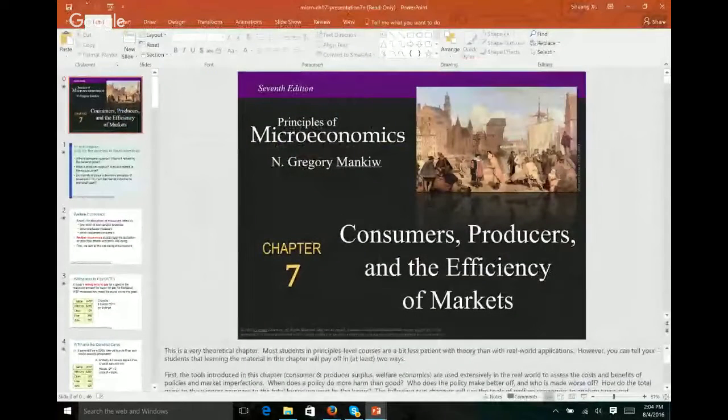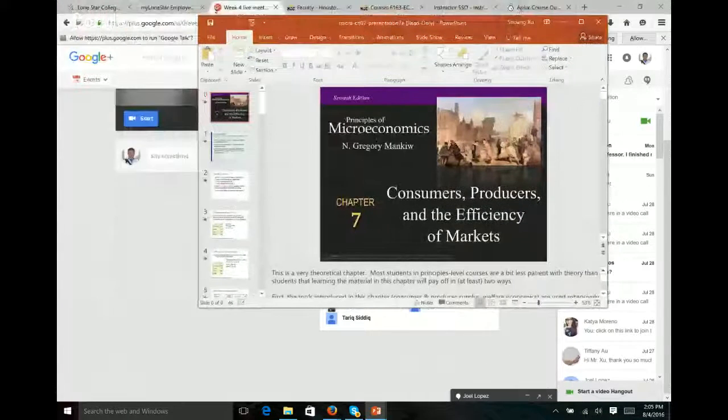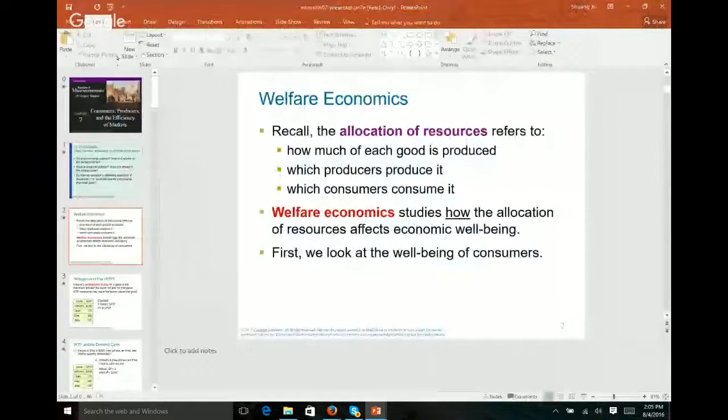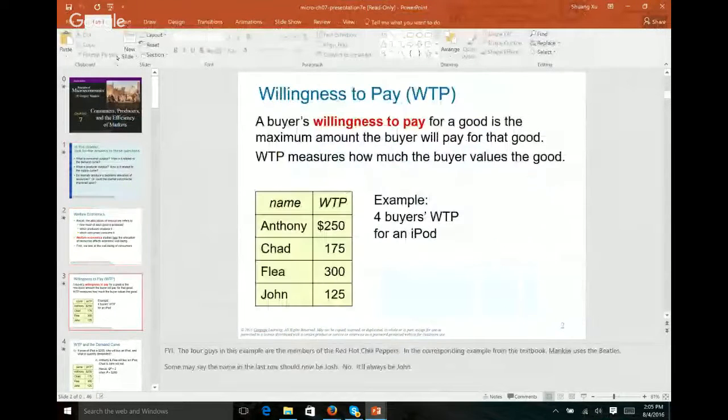Okay, so chapter 7 is on the consumer, producer, and then on the efficient market. So what you need to know for this chapter is make sure you know how to find out which area is your consumer surplus, which area is your producer surplus, and then which area is your total surplus. So consumer surplus comes from the difference between how much a buyer pays for the good and then how much the price for the good is.